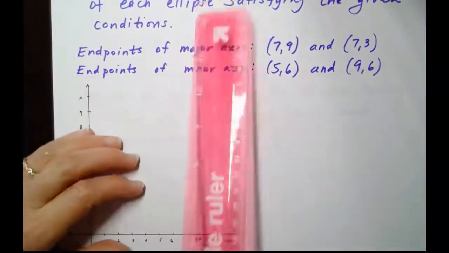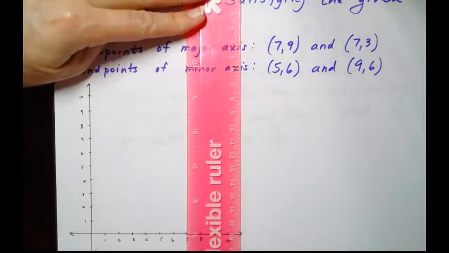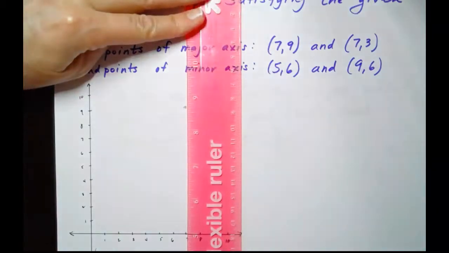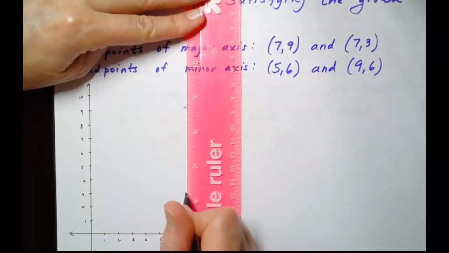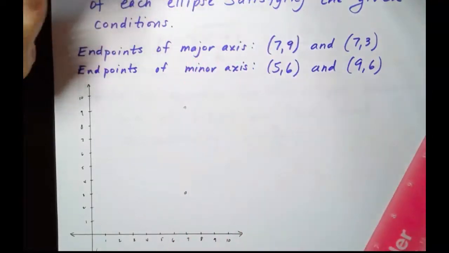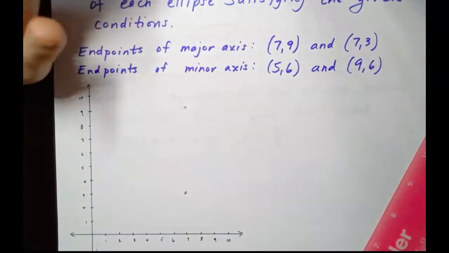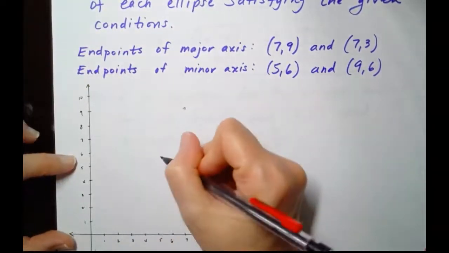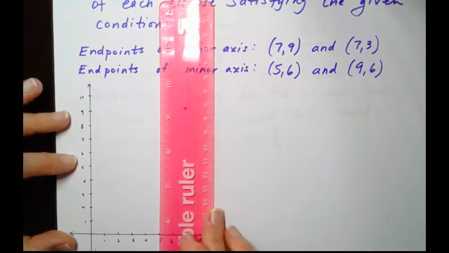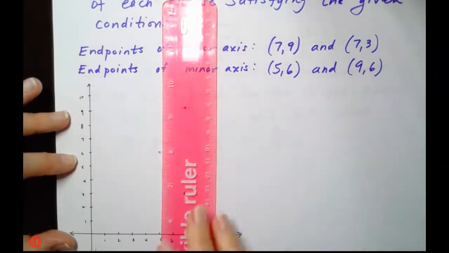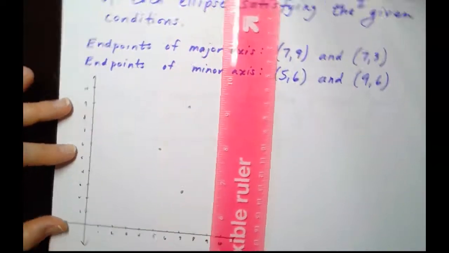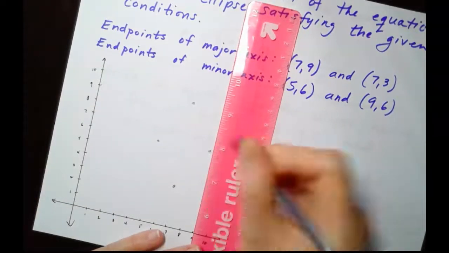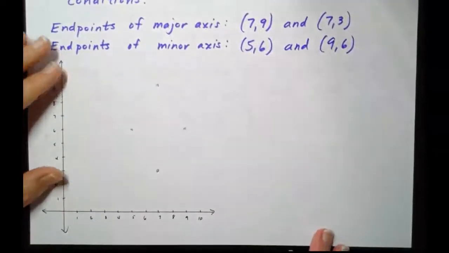I'm going to get my handy ruler here to be sure I'm lining up things straight. Over 7, up 9. So there's 7, 9, and then also 7, 3, which is about right there. So those are my endpoints of my major axis, so those are vertices. Then my minor axis, over 5, up 6. Let me get it lined up here as best I can. And then over 9, up 6. Pretty good. So here are all the vertices of our ellipse.